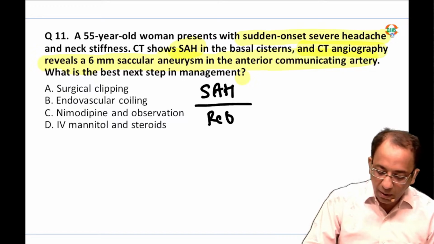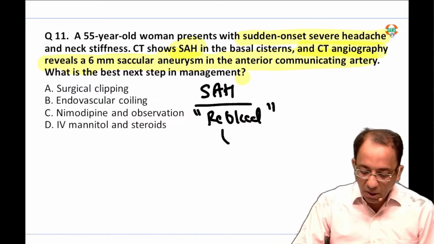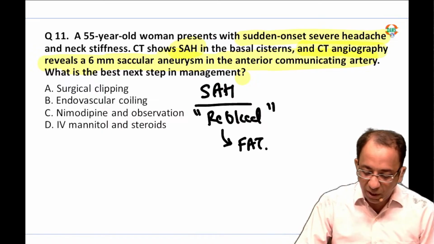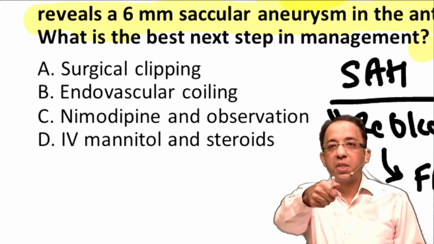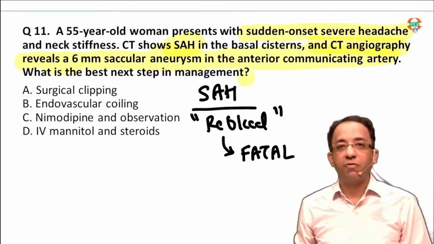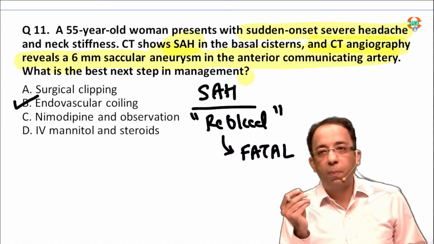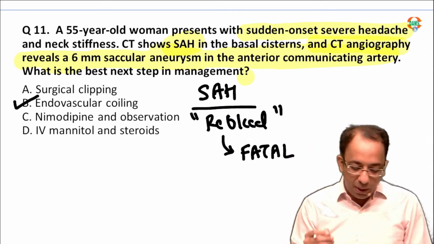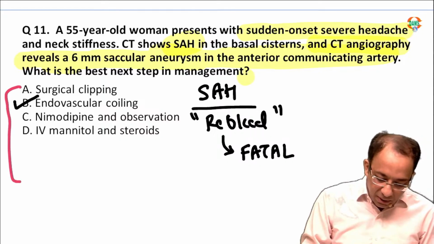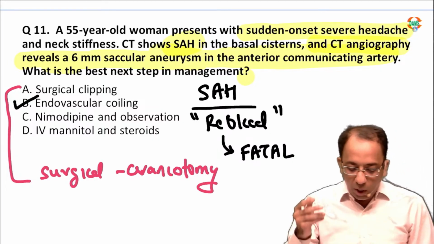The risk is rebleed. In the next few hours, the patient can have a rebleed. If the patient has a rebleed, it can prove to be fatal in most of the cases. How will you prevent? What will you do now? What is your management? This is May 2024 INICET question, but the language I have changed. Now you need to do an endovascular coiling. You will put platinum coils in the aneurysm to prevent rebleed. The answer is not clipping, beta. Clipping is surgical, neurosurgical. It requires craniotomy. So, out of the two, what is the next best step?